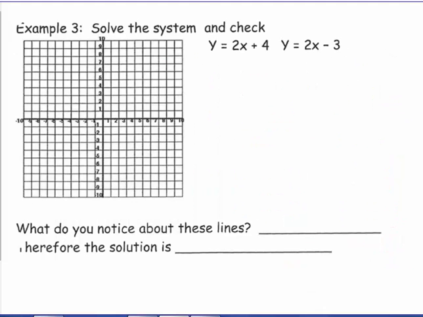I'm going to leave example 3 for you to do and answer this question. What do you notice about the lines? Therefore, the solution is. So I'm going to leave example 3 for you to do. Pause the video. We'll check this together in class. The equations are both set to the slope-intercept form. However, you may choose to graph either using slope-intercept or a table. So do that one on your own, and we'll check that in class.